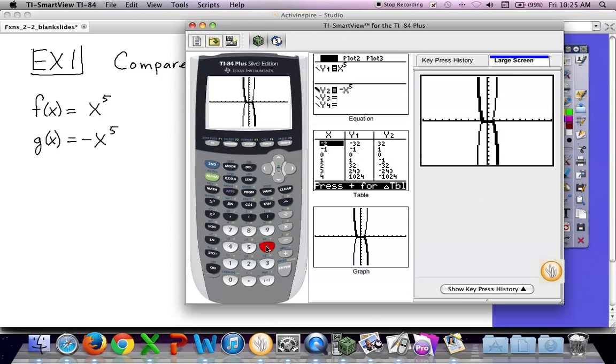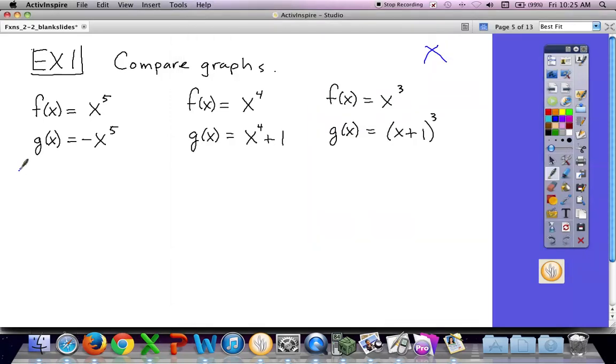So what does it do to the graph to stick a negative in front? It flips it across the x-axis, right? So in the terms of this book, they say that is a reflection in the x-axis.